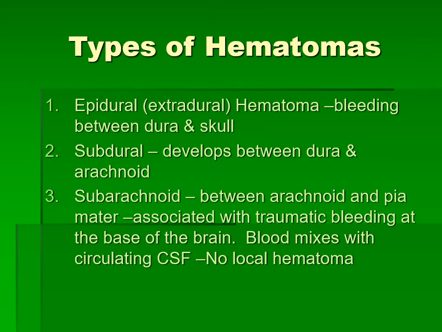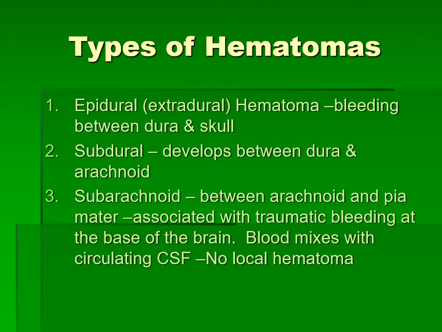Types of hematomas. Epidural, which is also called extradural hematoma, is where you have a bleed that occurs between the dura, which is the outer layer of the meninges, and the skull. Subdural develops between the dura and the arachnoid layer, because remember when we're talking in A&P about the three layers of the meninges, you had the dura mater, you had the arachnoid layer, and the pia mater. Subdural is underneath that outer tough layer, so in between the dura and the arachnoid mater. Subarachnoid is between the arachnoid and pia mater.